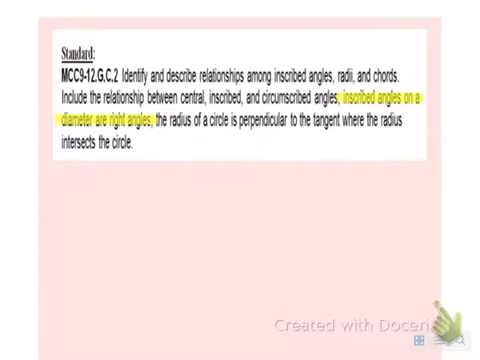Okay, tonight we're going to continue working on the standard that we've been working on for quite a while. Tonight we're going to talk about inscribed angles. Remember, inscribed angles are simply angles whose vertex is on the circle on a diameter. A diameter is a chord that goes through the center of the circle, or right angles. So that's what we're going to be working with tonight.